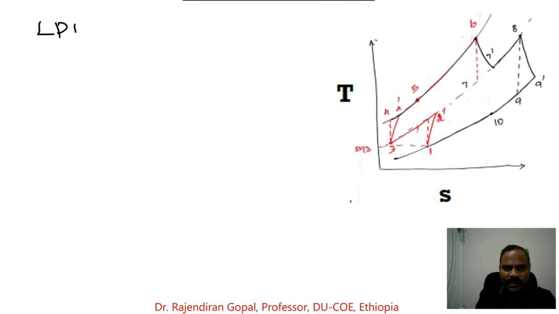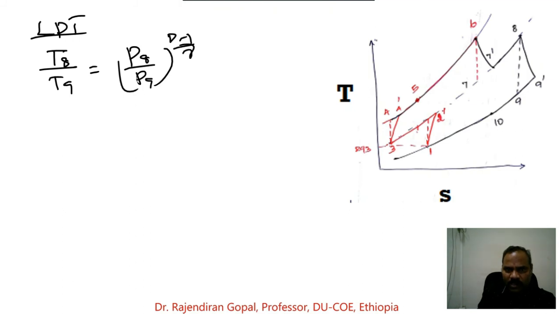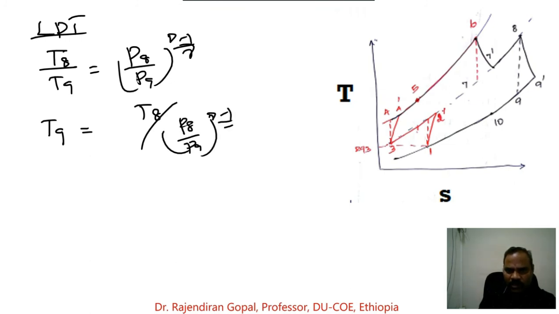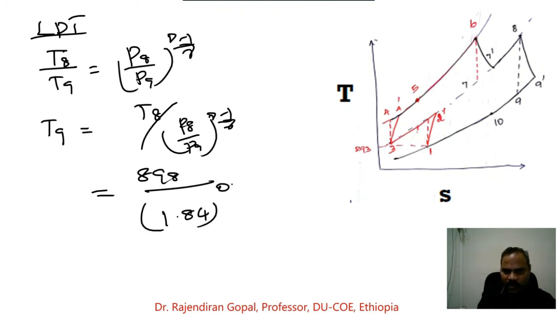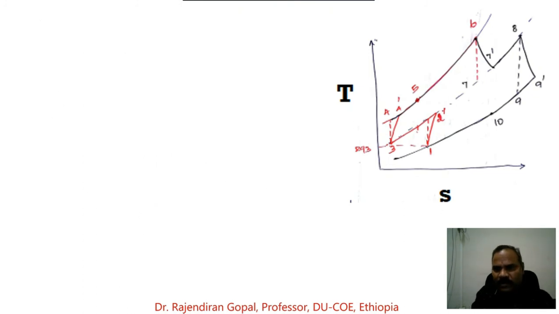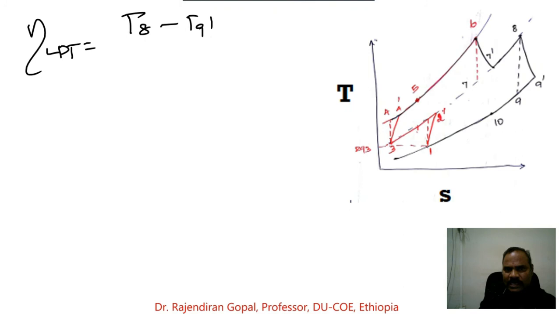Expansion in low pressure turbine, that is T8 by T9 is equal to P8 by P9 whole to the power gamma minus 1 by gamma. Then T9 is equal to T8 over P8 by P9 whole to the power gamma minus 1 by gamma. This is equal to 898 over 1.84 whole to the power 0.33 divided by 1.33. T9 is equal to 771.049 Kelvin.